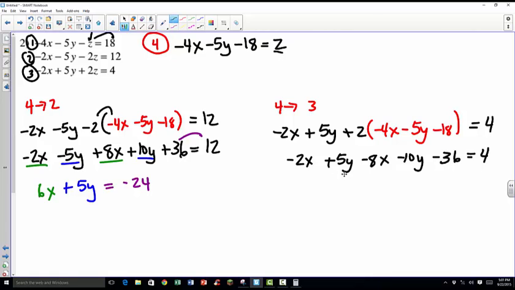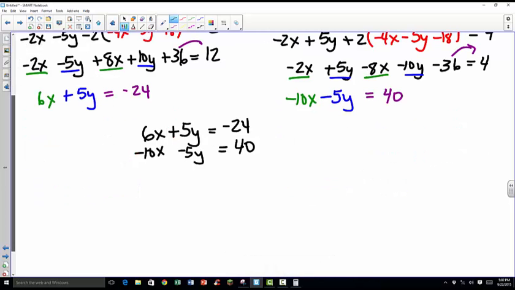Alright, let's do the exact same thing over here on this side. Let's clean it up and put our like terms together. I have a negative 2x and negative 8x, so that's going to give me a negative 10x. We have a positive 5y and negative 10y, so it's going to give me a negative 5y. And then I can move my number over, so let's move our negative 36 over, and that will give me 40.